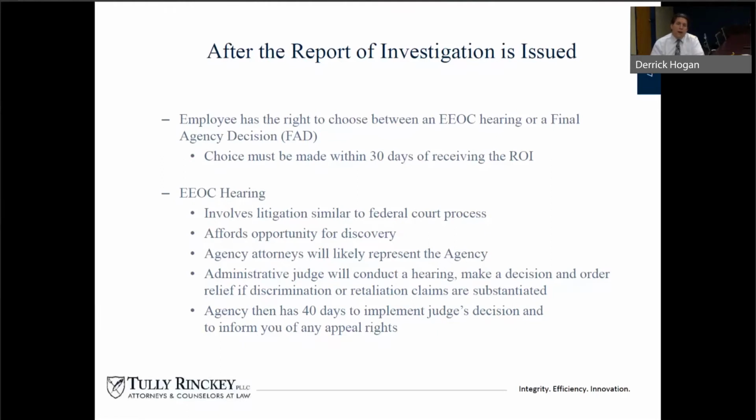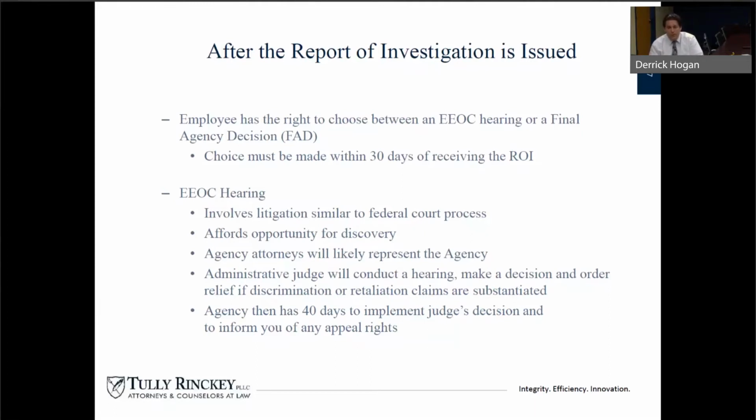And they will provide you with that decision. I believe they have 40 days after you either elect a final agency decision, or after you decline any option, to issue that decision. And that decision will contain an analysis of whether you have satisfied the burdens of your claim, and they'll make a decision as to whether the agency did discriminate against you.